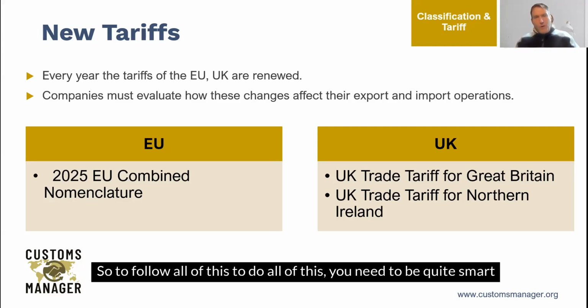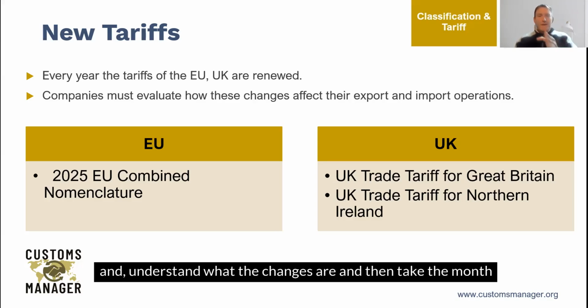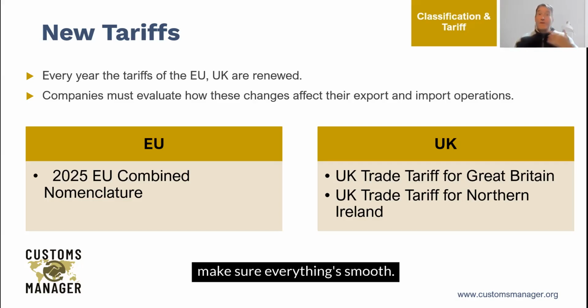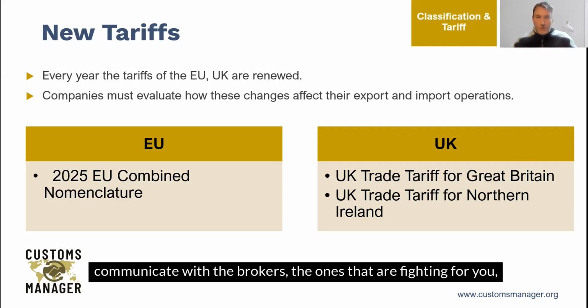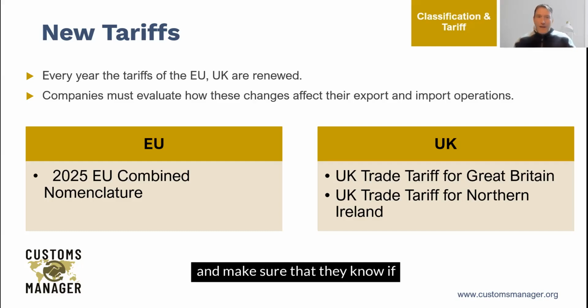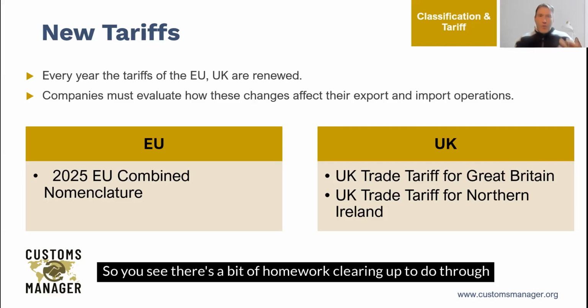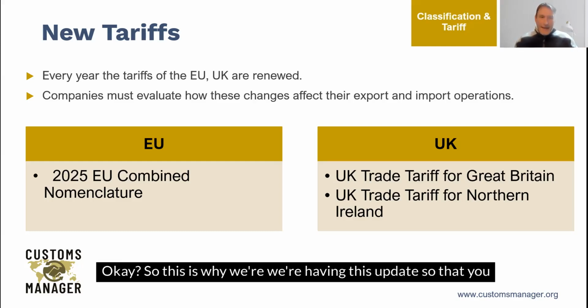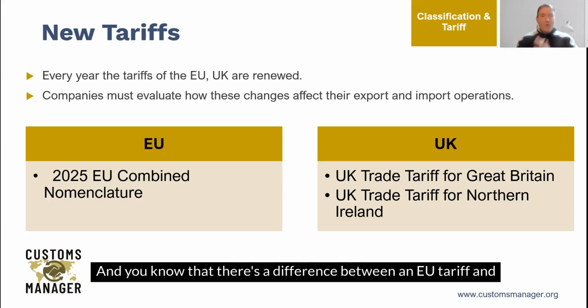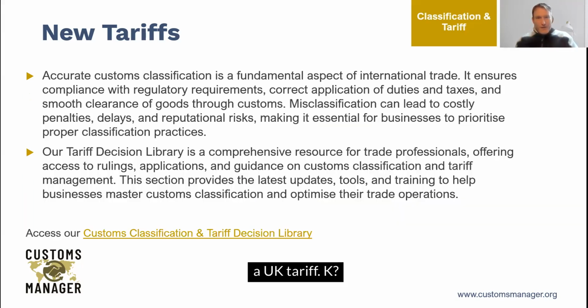So to follow all of this, you need to be quite smart and understand what the changes are, and then take the month of November and December to actually update the ERP system and make sure everything's smooth. So once the ERP system's up to date, you also need to communicate with the brokers, the ones that are fighting for you, and make sure that they know if there are changes that affect your business. So you see there's a bit of homework clearing up to do through November and December, and that is an exercise that repeats every year. Okay, so this is why we're having this update, so that you know what changed. And you know that there's a difference between an EU tariff and the UK tariff.